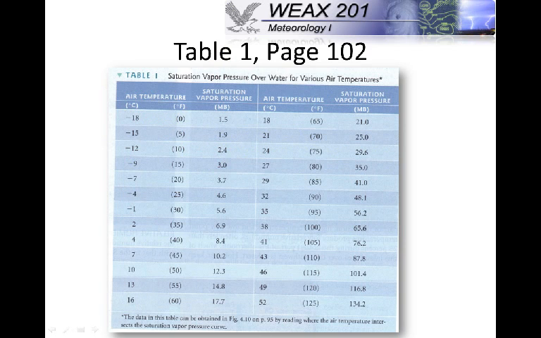This is an image of Table 1 on page 102 in your textbook. The table is divided in 2 sets of 3 columns each. The far left column is the temperature recorded in degrees Celsius. The middle column is the temperature recorded, or the dew point, in degrees Fahrenheit. And the third column is the vapor pressure, or saturation vapor pressure, measured in millibars.